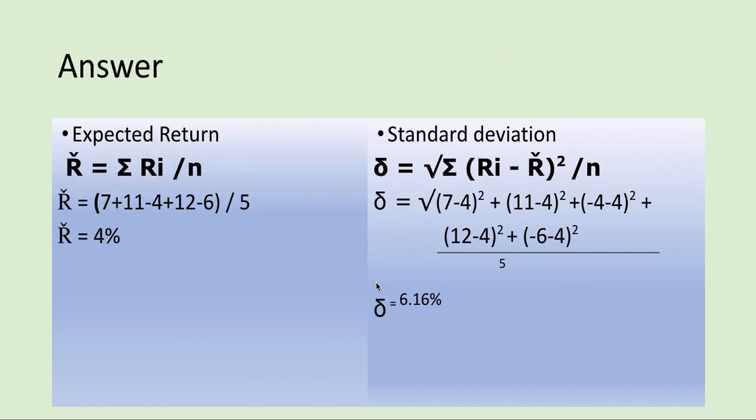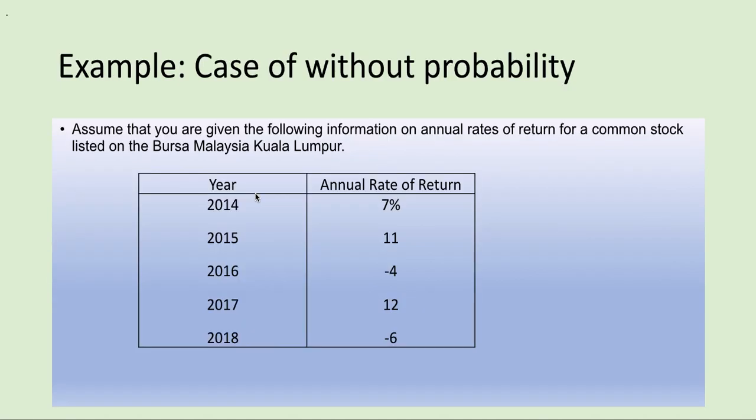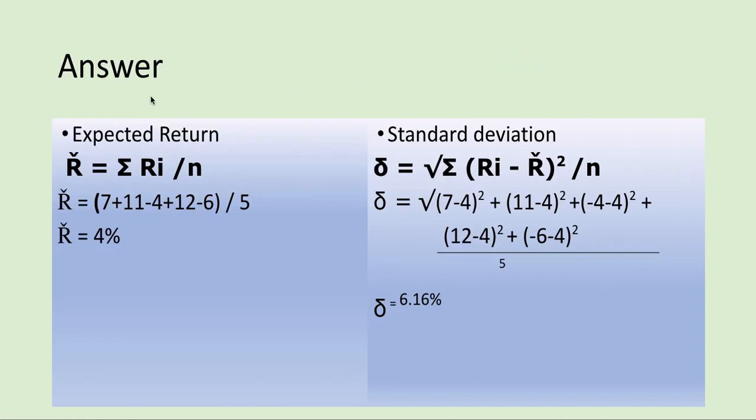Let's calculate. To calculate the expected return, sum of Ri, meaning you have to total up all the Ri: 7 plus 11 minus 4 plus 12 minus 6. We divide it by 5. Why 5? Because there are 5 years here: 14, 15, 16, 17, 18. So here is the number of observations, 5 years. The total of Ri is 7 plus 11 minus 4 plus 12 minus 6, divided by 5 years. That's why you get 4% expected return.